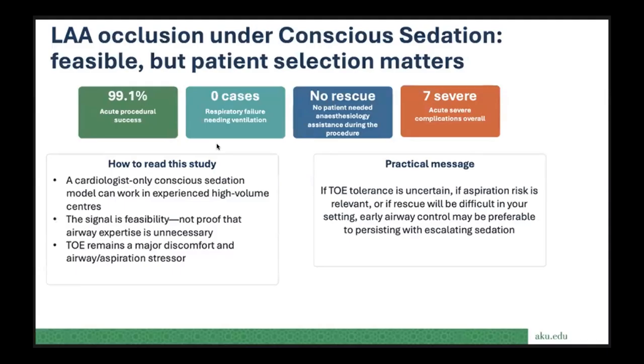So for us as anesthesiologists, the key message is that patient selection and system design matter enormously. So TOE tolerance, aspiration risk, and local rescue capacity should determine how far one can safely simplify the airway plan.